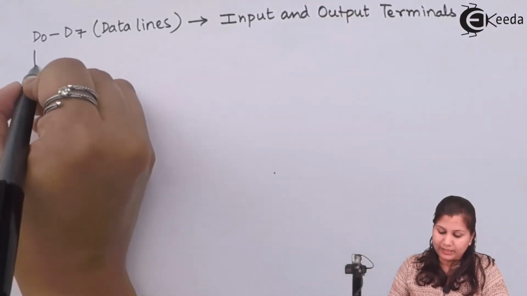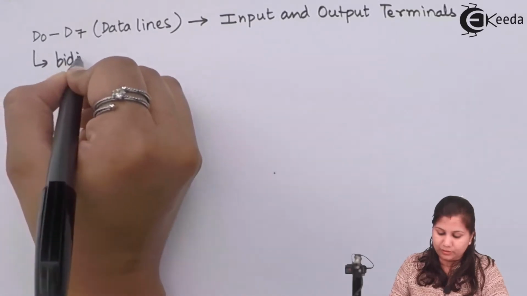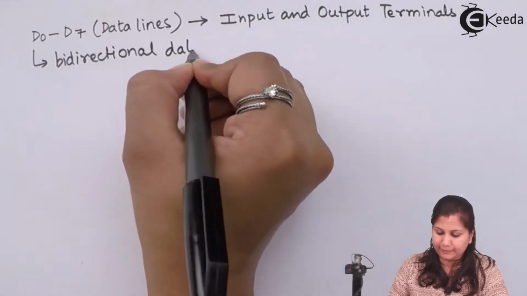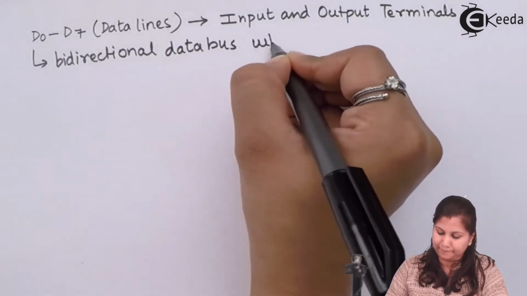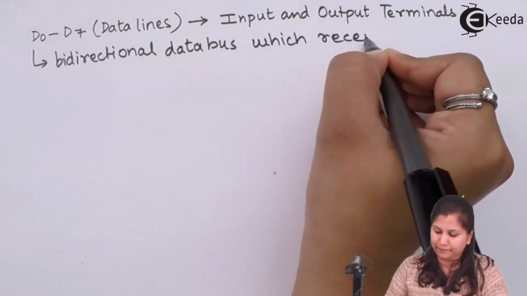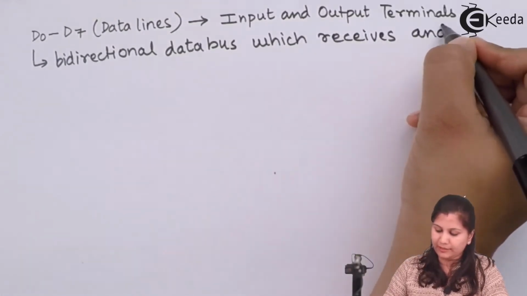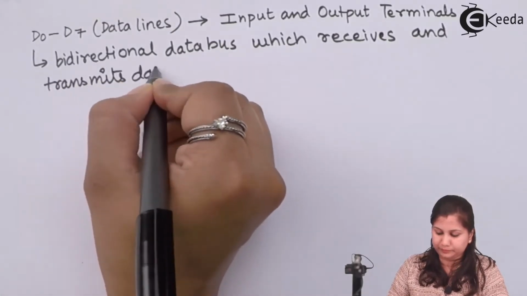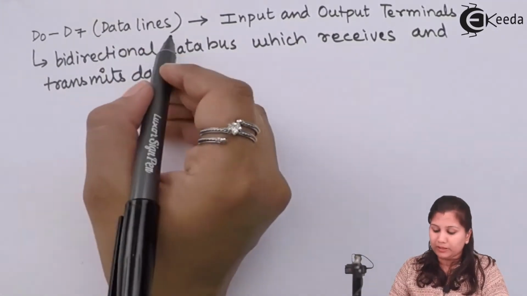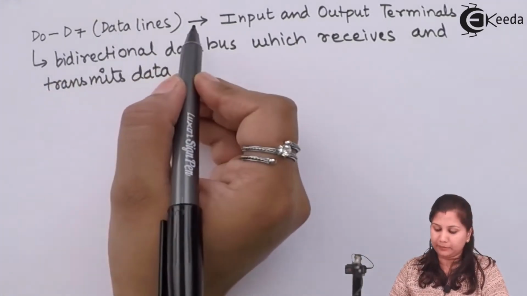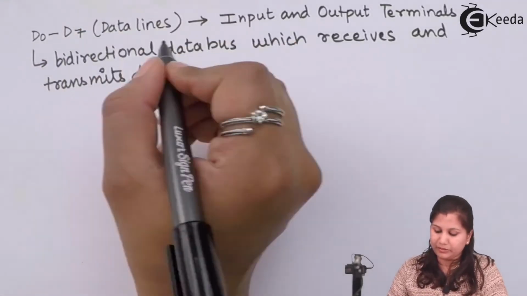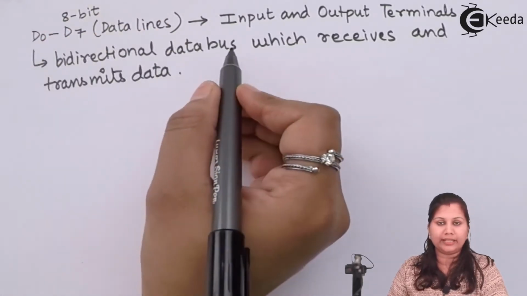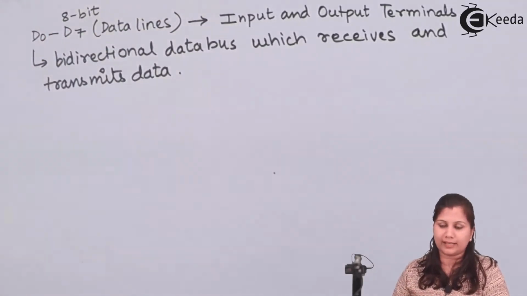Okay. Or we can say that this is a bidirectional data bus which receives and transmits the data. Because it is an 8-bit data bus, 8 bits can be transmitted. It is an 8-bit bidirectional data bus, so 8-bit data can be received and transmitted.